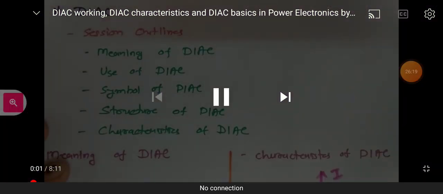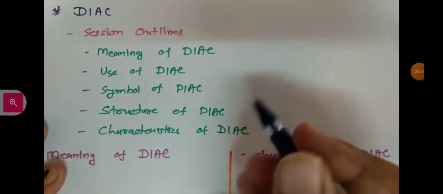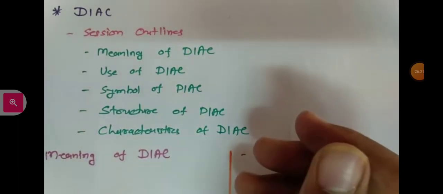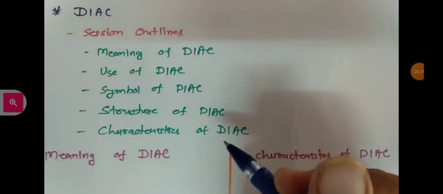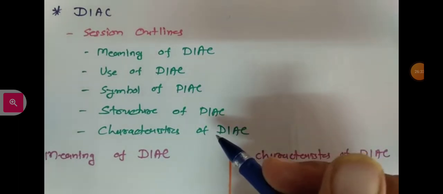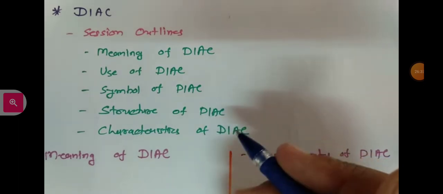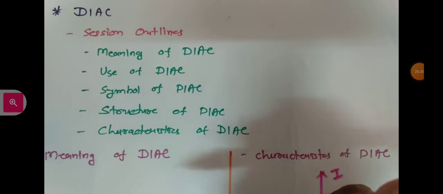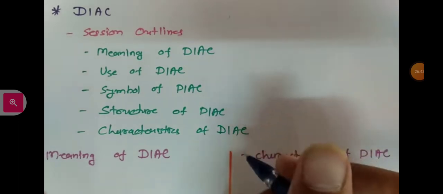Electronics lecture series. In this session, I'll explain the diac, and these are my session outlines. First I'll explain the meaning of diac, use of diac, symbol of diac, then we'll see the structure of diac, and at the end we'll sum up the session with the characteristics of diac. So first is the meaning of diac.